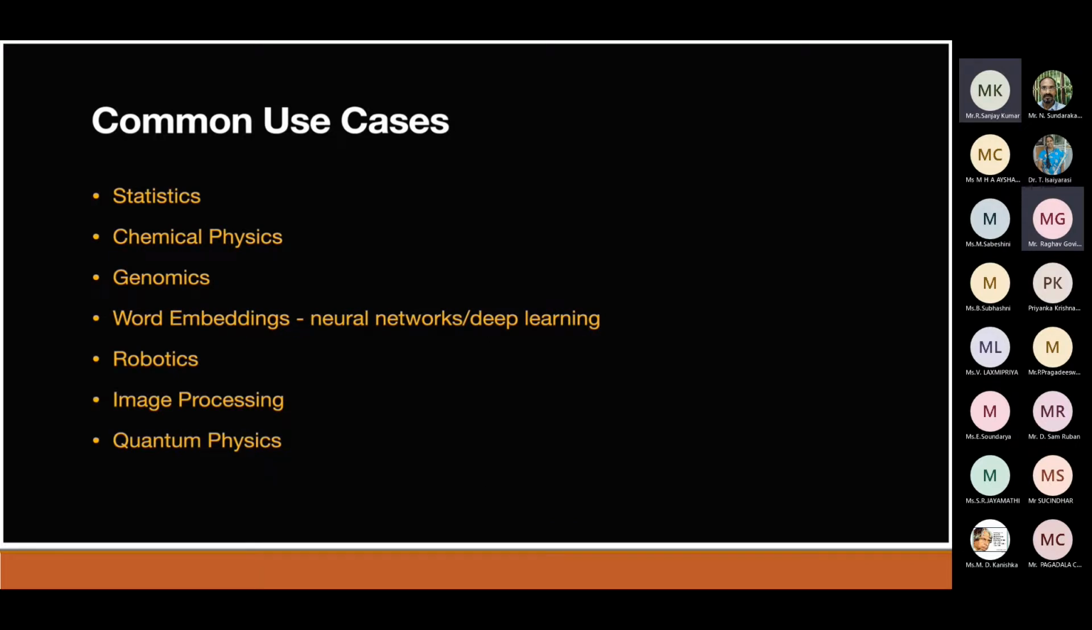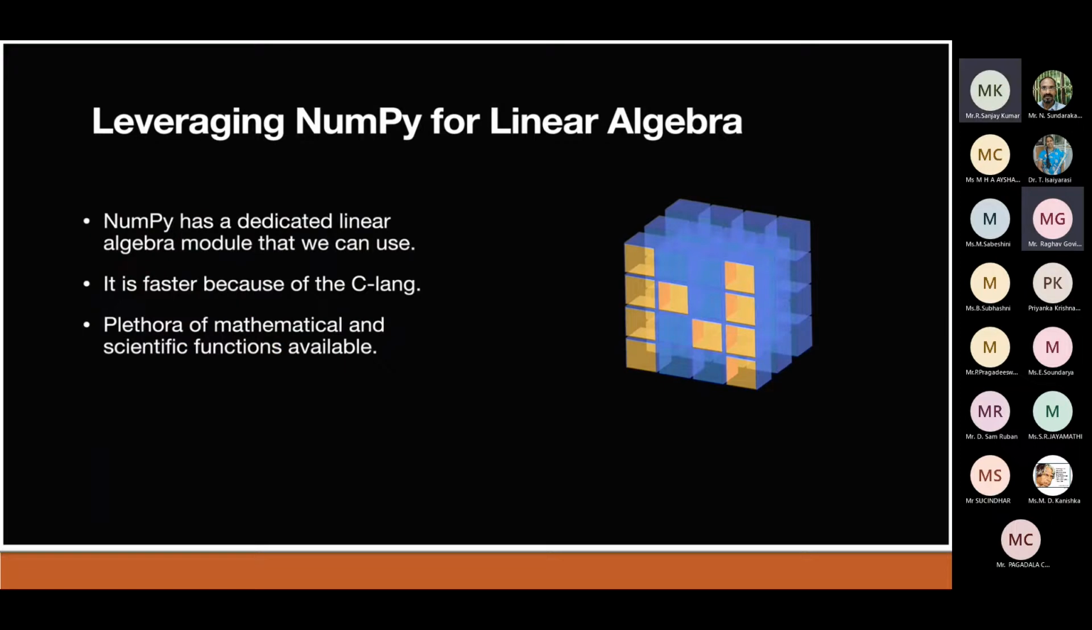These are the common use cases in linear algebra or statistics, chemical physics, genomics, word embeddings, neural networks of deep learning, robotics and image processing, and quantum physics. These are also the NumPy of linear algebra. NumPy is a dedicated Python library. It is faster because of the C language, with a plethora of mathematical and scientific functions available. It uses linear algebra and also data processing for machine learning.